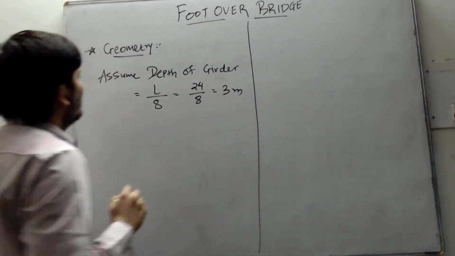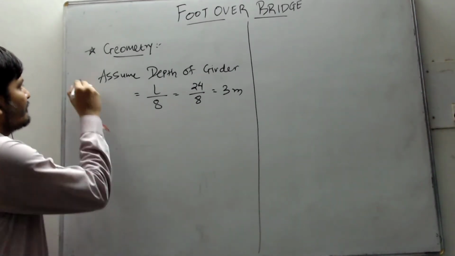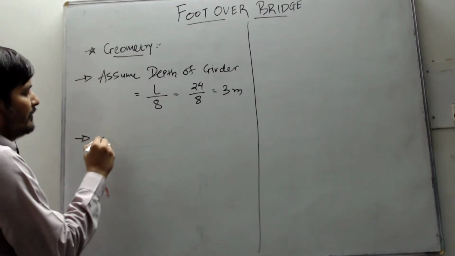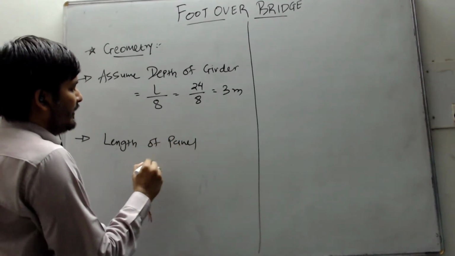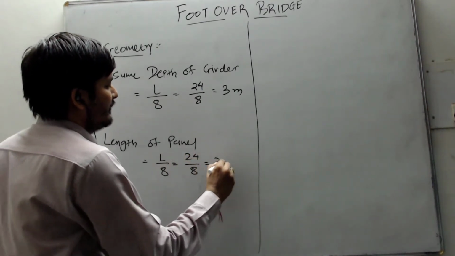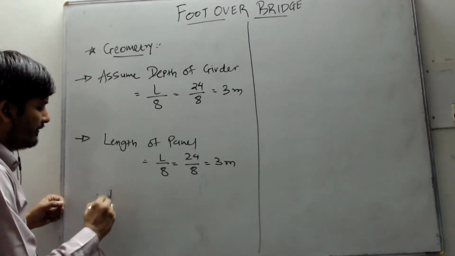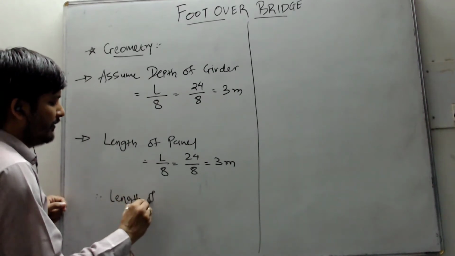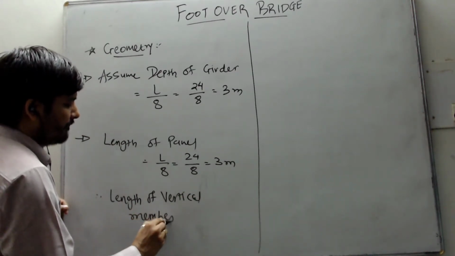After the depth of girder, next we need to find out the length of panel. It is also again given by L divided by 8. So 24 divided by 8, again the panel length we are getting as 3 meter. Therefore we get the length of vertical members also as 3 meter.